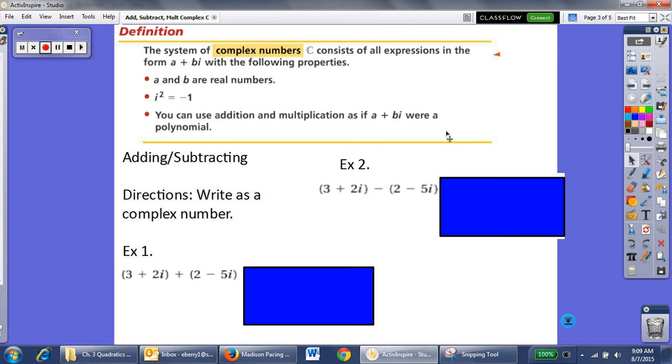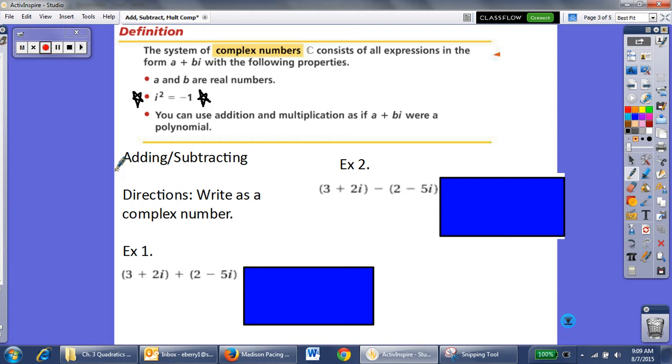By definition, the system of complex numbers consists of all expressions in the form a plus bi with the following properties. a and b are real numbers, and i squared equals -1. As you're writing this down, make sure you put a star or a box around this part, i squared equals -1. We're going to be using that as we start multiplying. You can use addition and multiplication as if a plus bi were a polynomial. And this will be more like review from a couple chapters ago.